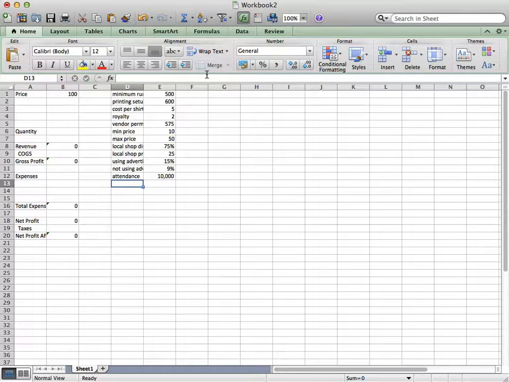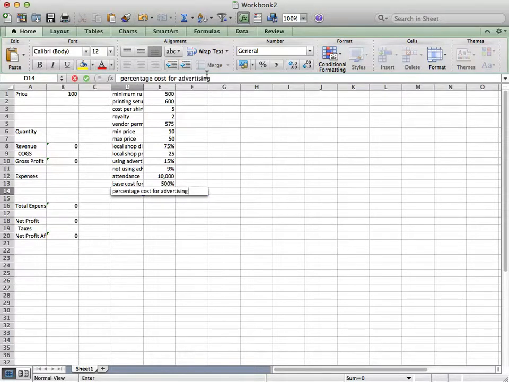Now, the cost to get this advertising, there's the base cost for advertising, which is $500. And then there's the percentage cost for advertising of 5%.